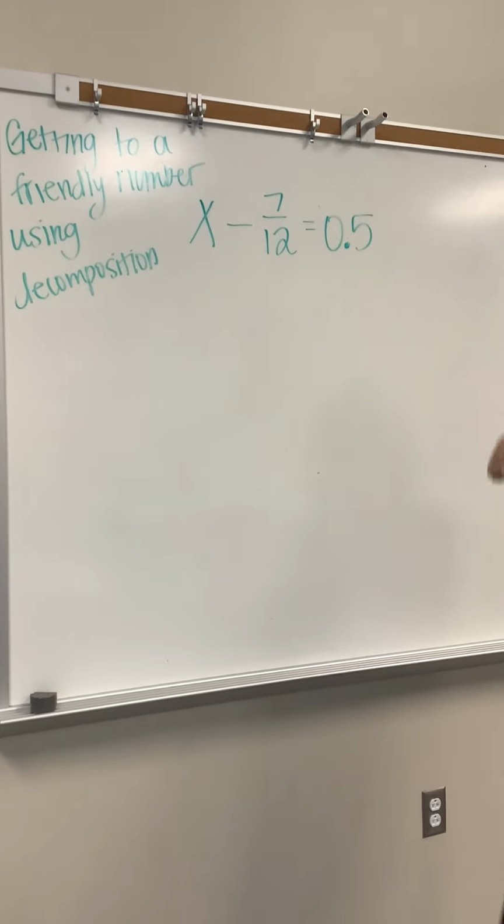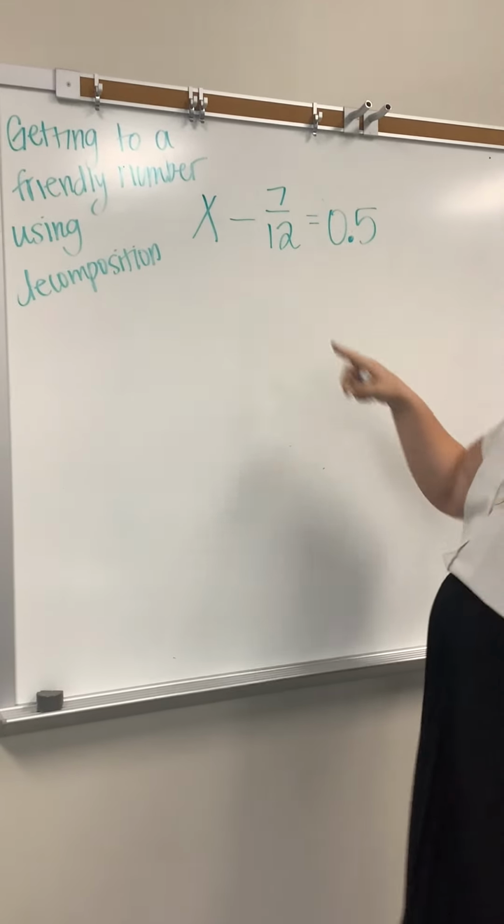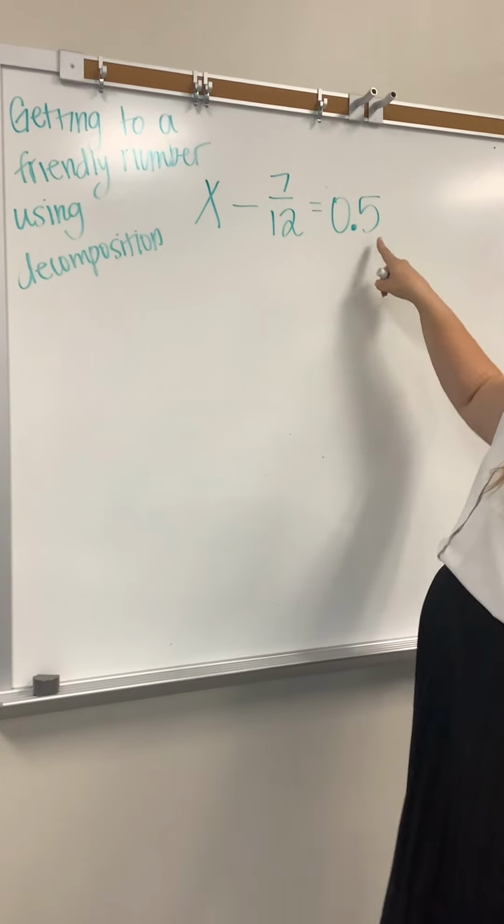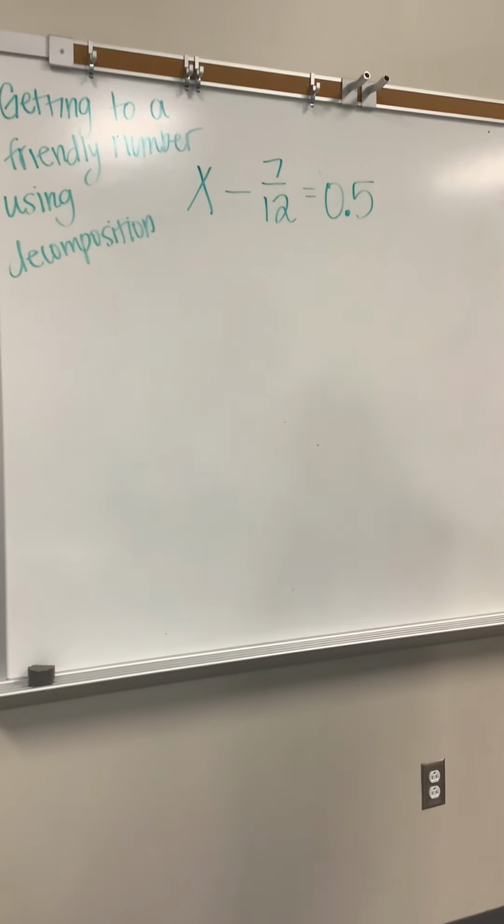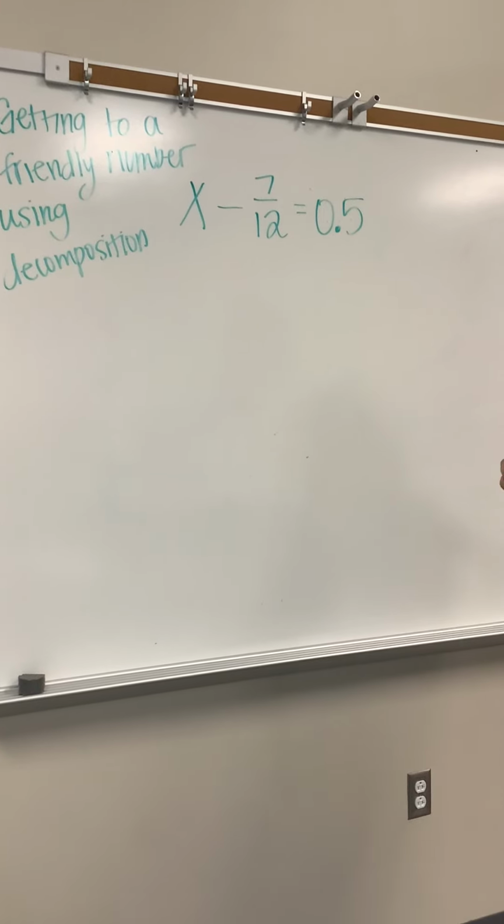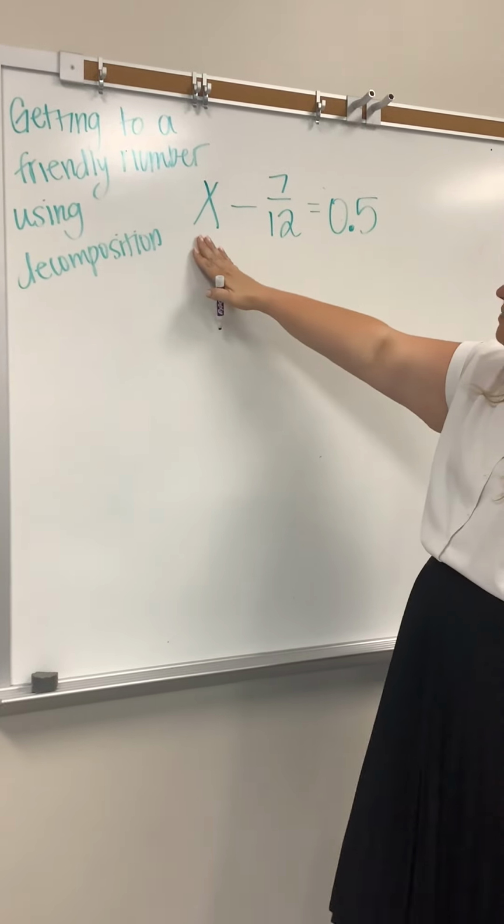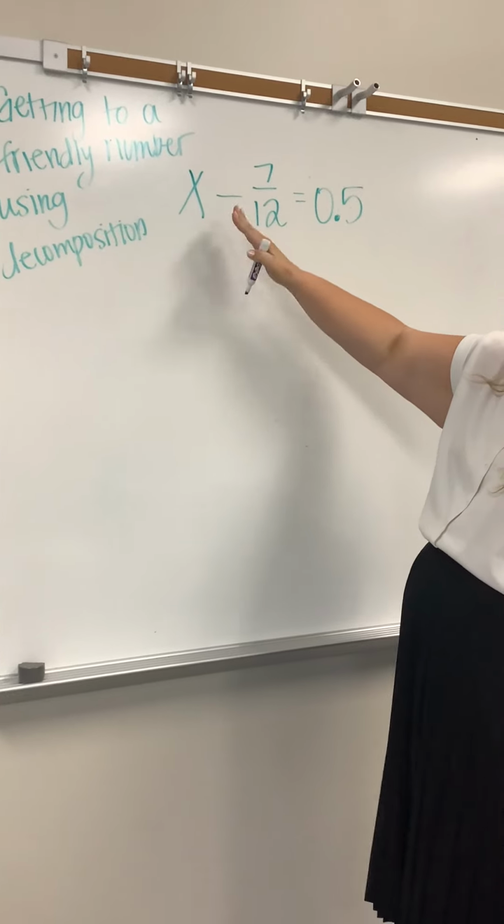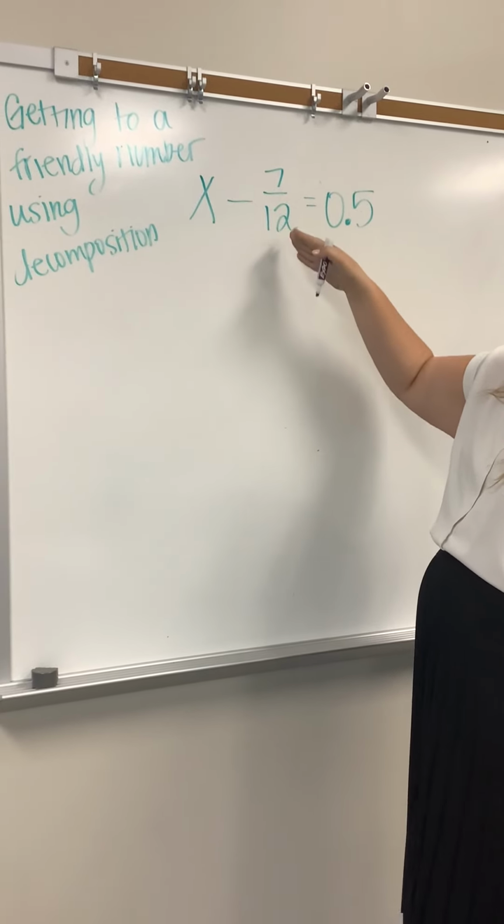All right, guys, let's take a look at this expression. We have x minus 7/12 equals 5/10. Our goal today is to try to find the value of x. One of the ways to do that is to isolate that variable, okay? And right now I have x and negative 7/12.